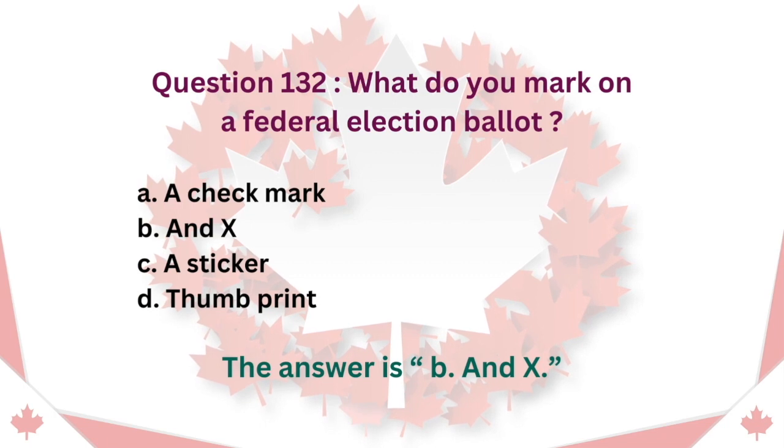Question 132. What do you mark on a federal election ballot? A. A check mark. B. An X. C. A sticker. D. Thumbprint. The answer is B. An X.